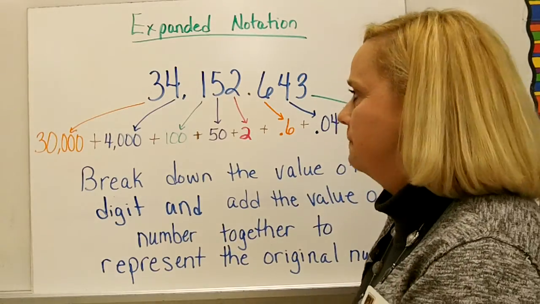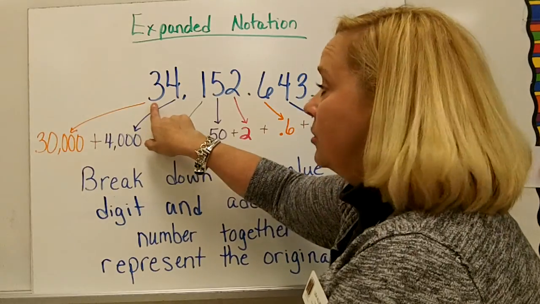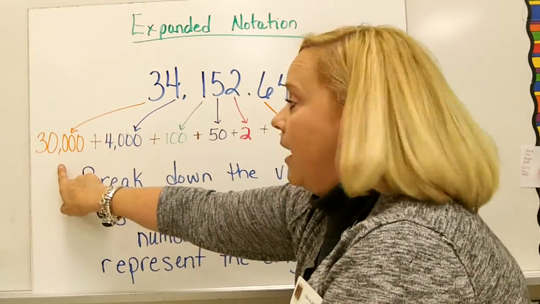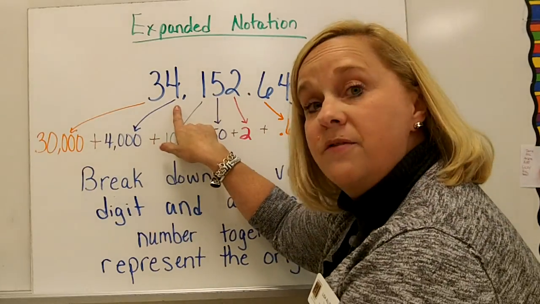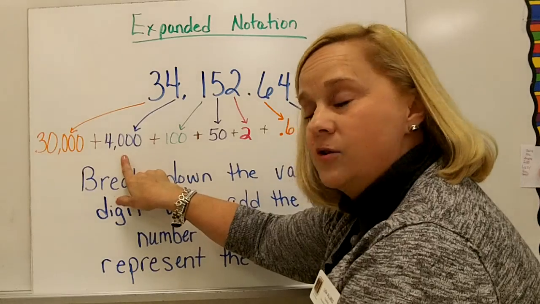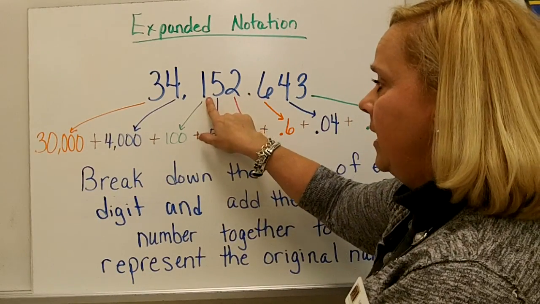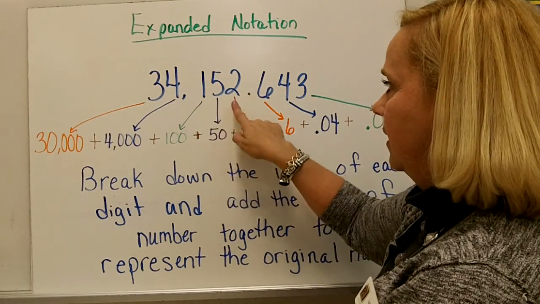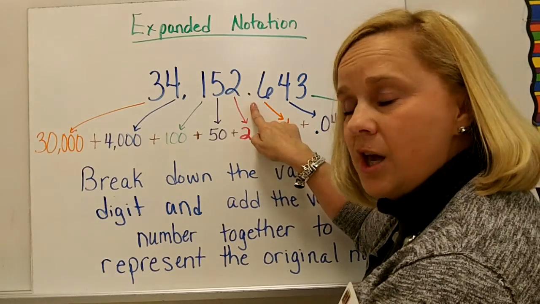And here's how we do it. I'm going to take this digit 3. The value is 30,000. So I'm going to break it down for its value. I'm going to add it to the next digit. What is the value of the 4? 4,000. I'm going to add it to the next digit, which is 1, and the value is 100, plus 50, plus 2. Now I'm going to add my decimals also.